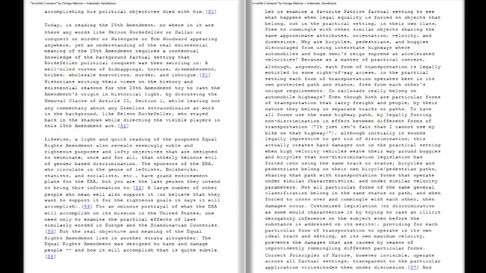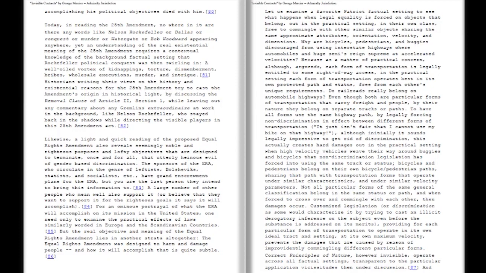85. But the real objective and meaning of the Equal Rights Amendment lies in another strata altogether. The Equal Rights Amendment was designed to harm and damage people, and how it will accomplish that is quite subtle. 86. Let us examine a favorite patriot factual setting to see what happens when legal equality is forced on objects that belong out in the practical setting, in their own class, free to commingle with other similar objects sharing the same approximate attributes, orientation, velocity, and dimensions.